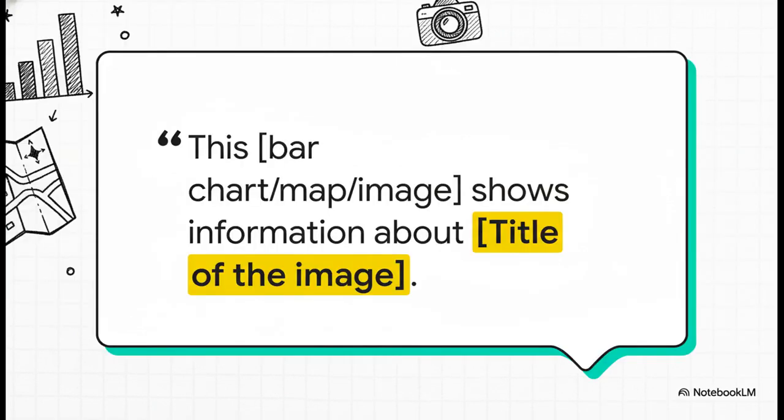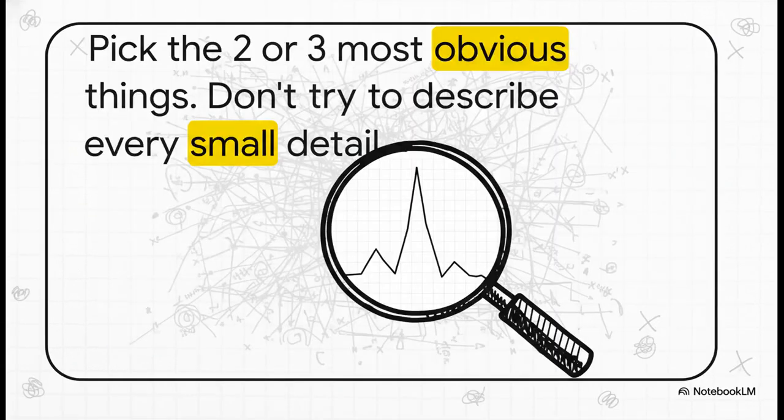Step 1, the intro. This is so easy. All you have to do is say what kind of picture it is, and then just read the title out loud. You can use this exact sentence every single time. So if you see a bar chart and the title is Annual Rainfall in London, you just say, this bar chart shows information about annual rainfall in London. Boom, introduction done.